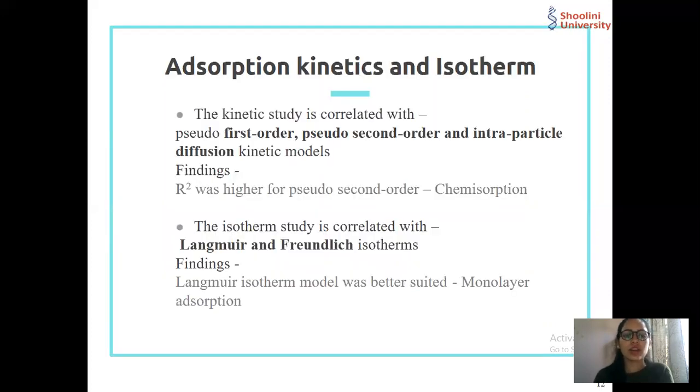Next is our adsorption performance, which includes adsorption kinetics and isotherm, adsorption mechanism, and lastly, the effect of pH. The kinetic study is correlated with the pseudo first order, pseudo second order, and intraparticle diffusion kinetic models. We found that the R square value was much higher for the pseudo second order, which confirms chemisorption. The isotherm study is correlated with the Langmuir and Freundlich isotherms. We found that the Langmuir isotherm model was better suited for the adsorption of mercury and chromium ions, which means monolayer adsorption is there.